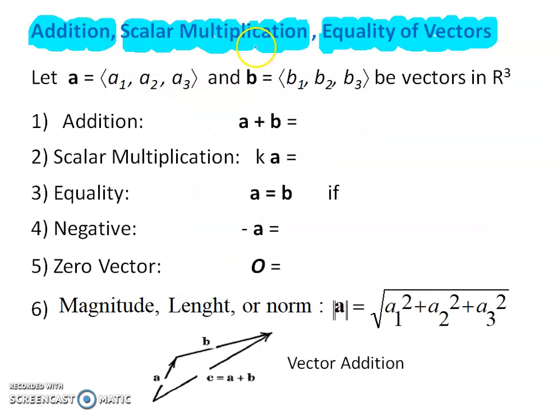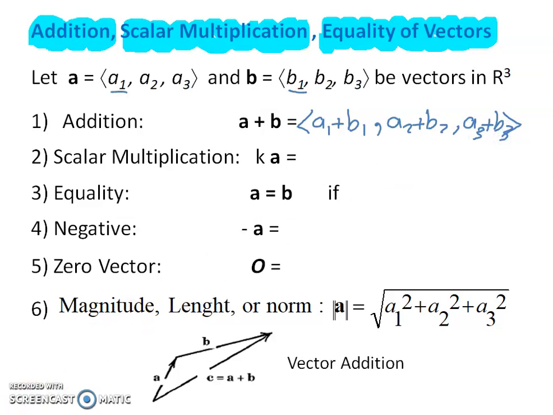Addition, scalar multiplication, equality of vectors. So we have two vectors A and B. Both of them are 3-dimensional. Number 1, addition. So how to add vectors A and B? To add those two vectors, we need to add the components. So we are going to add A1 with B1, comma, then we add A2 with B2, and we add A3 with B3.